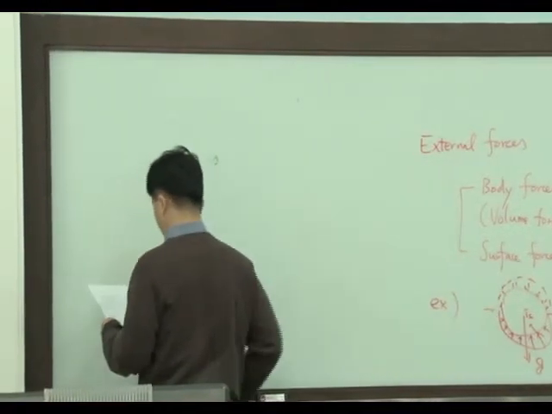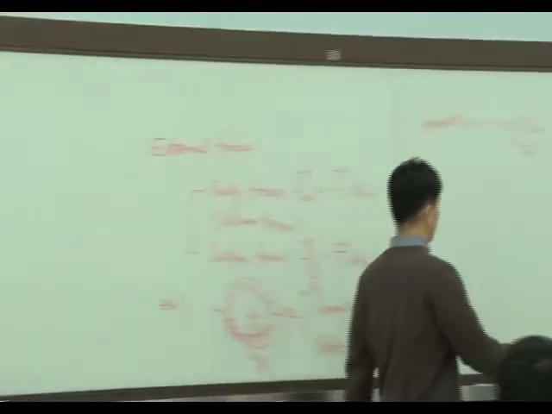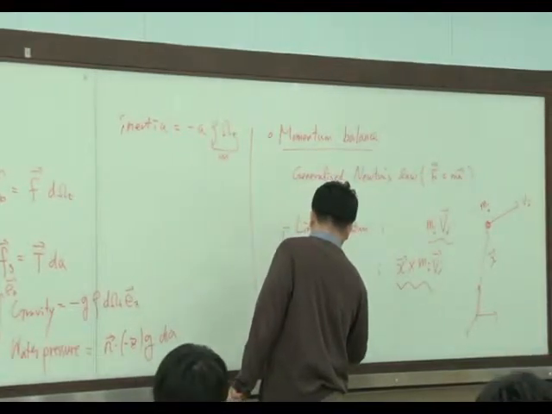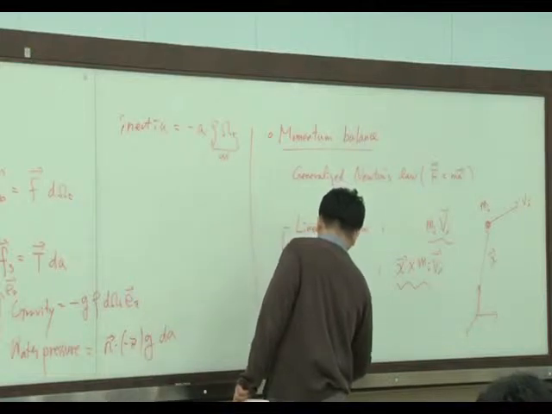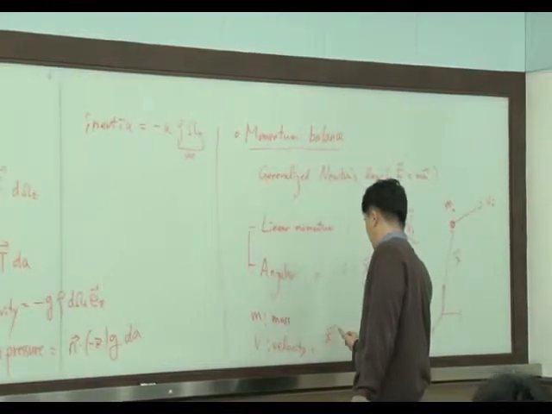So first of all, let's see, over there: m is mass, v is velocity, and x is position.